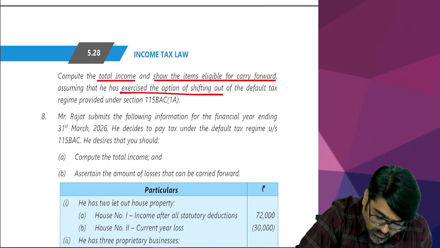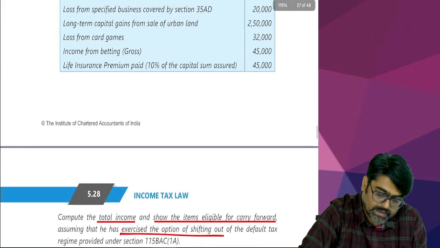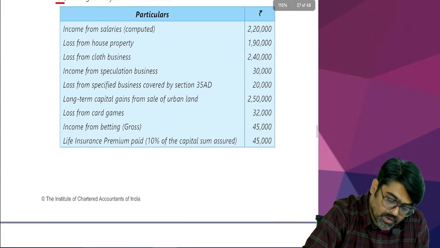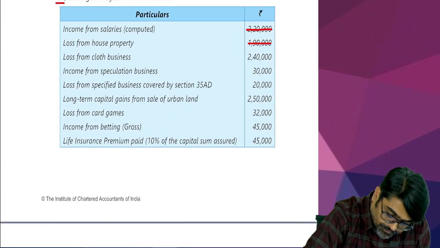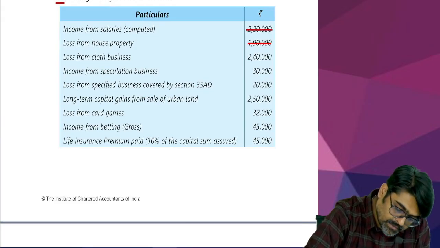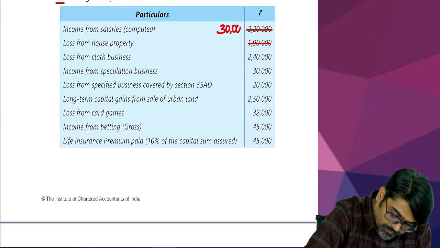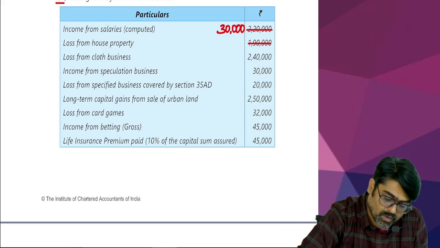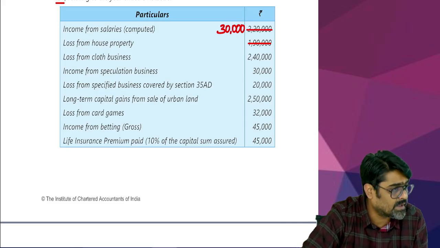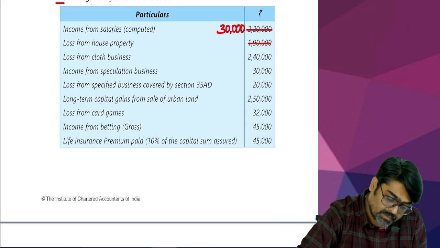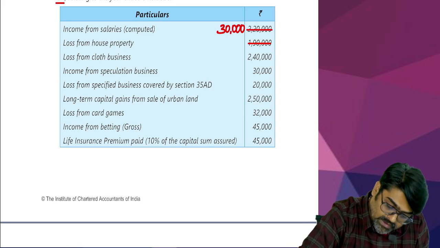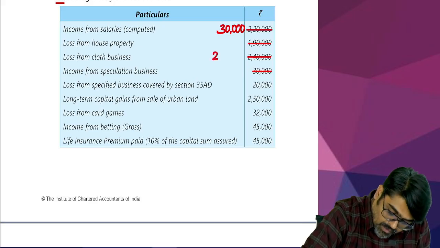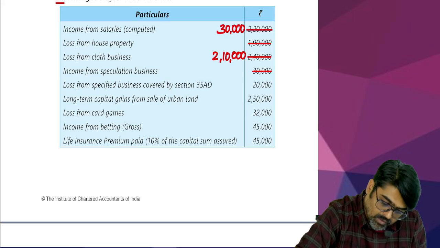Now, if he is shifting out, can he set off the loss of house property against salary? Adjust. How much salary is remaining? 30,000. Yes or no? Now, against this salary, what losses can be set off? No loss, because loss of cloth business cannot be set off against salary income. But that loss of cloth business can be set off against income of speculation business. Speculation income will go and 2,40,000 will become 2,10,000.